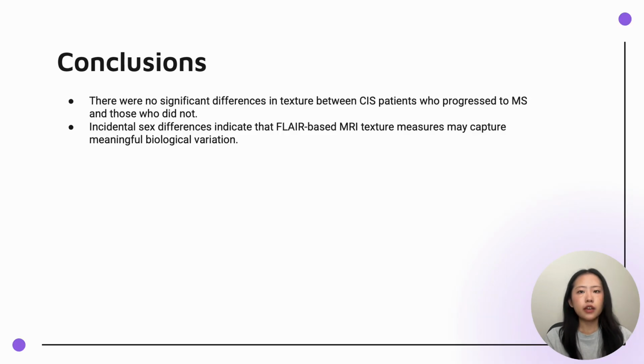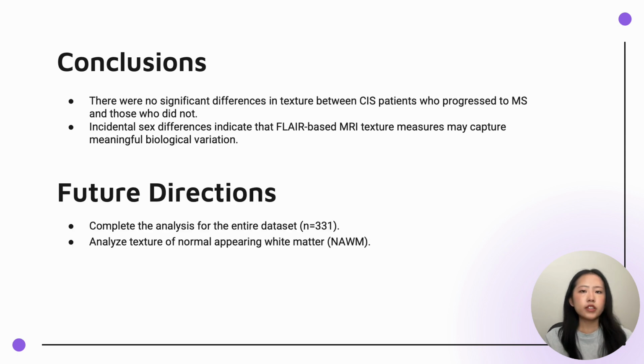To conclude, there were no significant differences in texture between CIS patients who progressed to MS after 5 years and those who did not. However, the incidental sex differences indicate that FLAIR-based MRI texture measures specifically show promise in capturing meaningful biological variation. It's also important to note that the comparison groups were very different in size: 33 who progressed versus 146 who did not, which limits the statistical power.